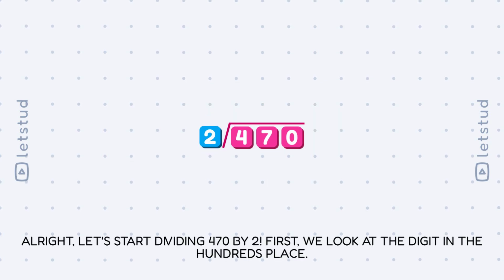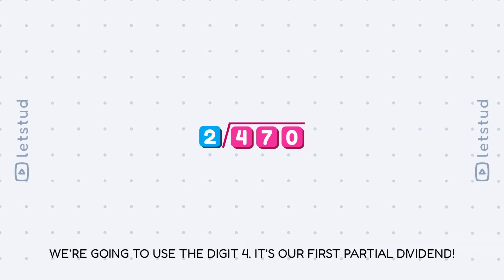Alright, let's start dividing 470 by 2. First, we look at the digit in the hundreds place. We're going to use the digit 4, it's our first partial dividend.